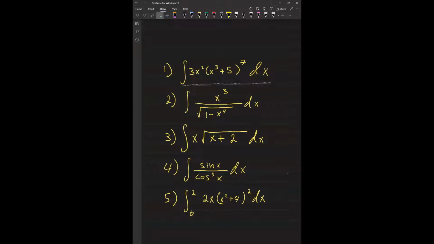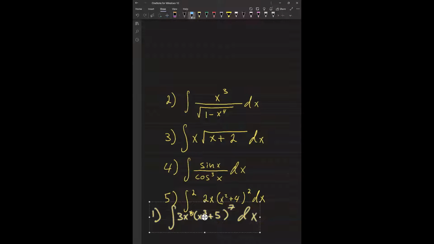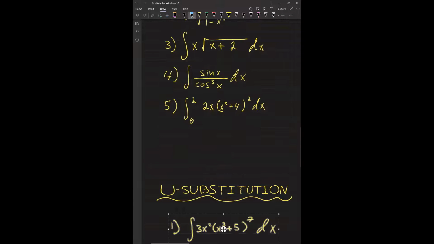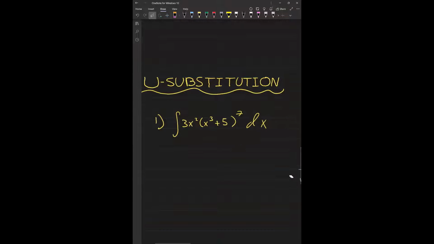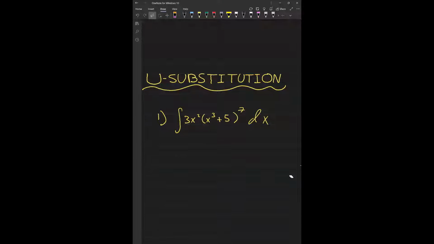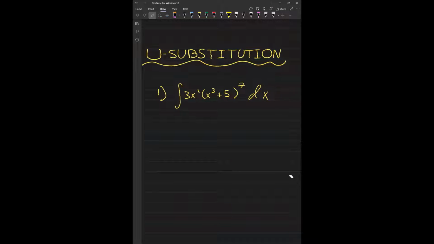All right, let's copy it right here and move it with us. Now, looking at this, I don't really know offhand how to integrate that directly, but I'm going to use a little trick called U-substitution.